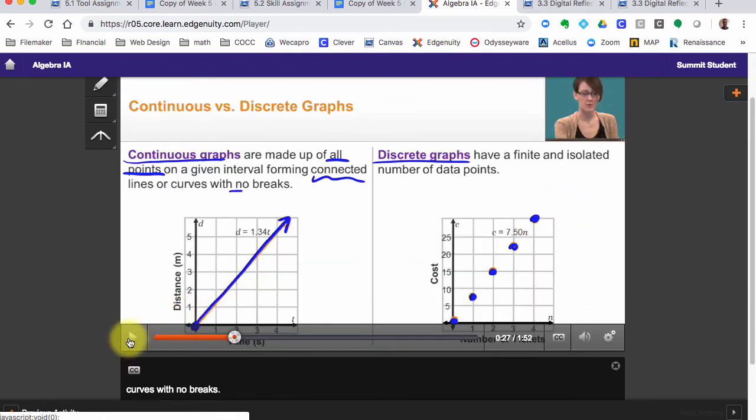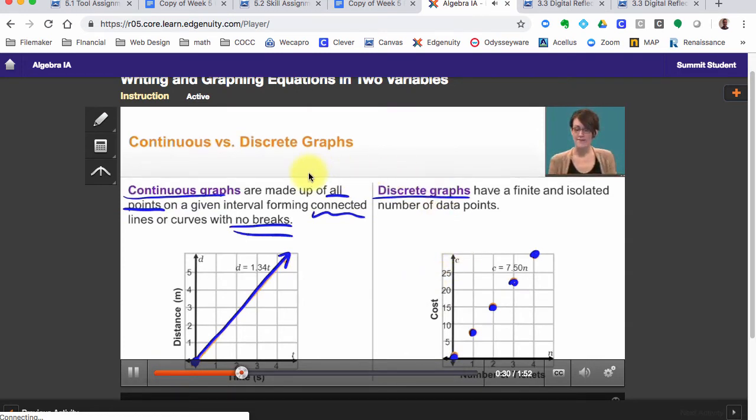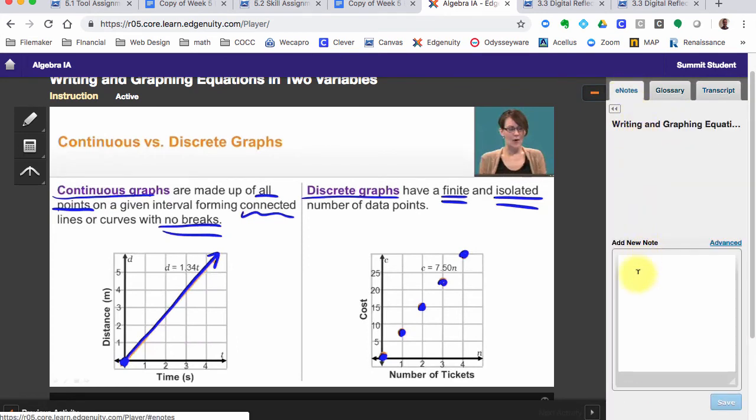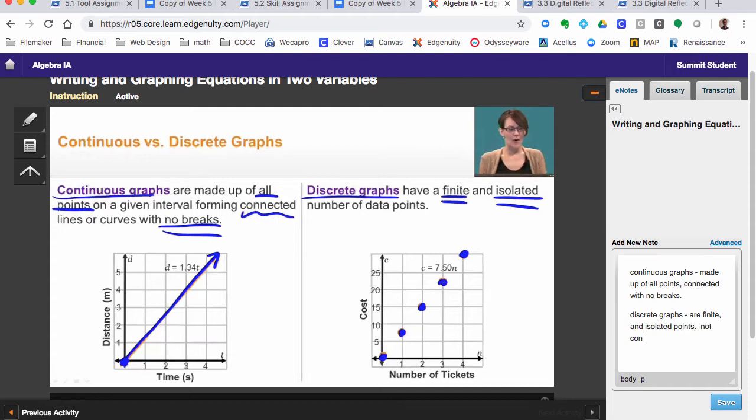Okay, ready to watch the lesson. And you can see it's kind of like a lesson. There's a teacher. She's guiding me through some things, explaining some topics, and going over key things there. There's a couple of vocabulary words, so maybe I want to do some e-notes. I want to say, okay, continuous graphs. What are those? Made up of all points connected with no breaks. But I also want to learn about discrete graphs. That seems really important. Discrete graphs are finite and isolated points not connected.